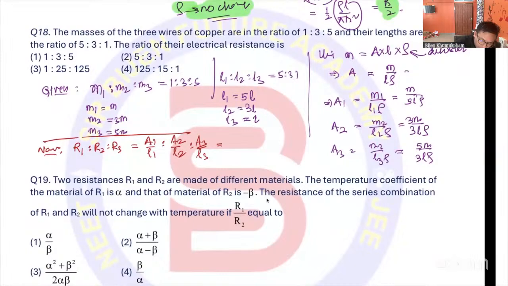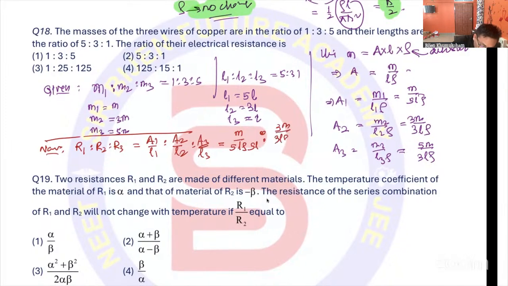R1 is L1 by A1, where A1 is nothing but M divided by 5L rho and L1 is 5L. R2 is L2 by A2, where A2 is 3M divided by 3L rho and L2 is 3L. And R3 is L3 by A3, where A3 is 5M divided by L rho and the length is L. Cancel all the common terms.